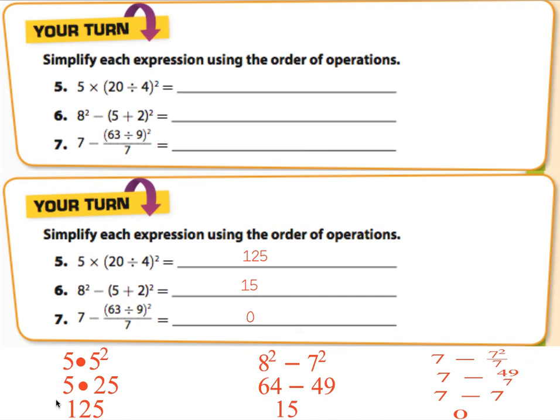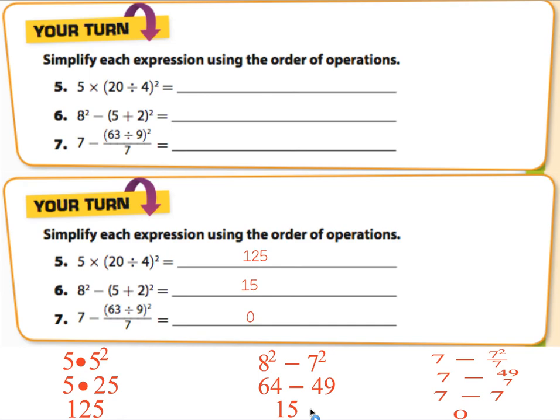Then here, you should have gotten that 8 squared minus 5 plus 2 is 7, which had to be squared, which was 49. 8 had to be squared, which was 64. 64 minus 49 gave you 15.